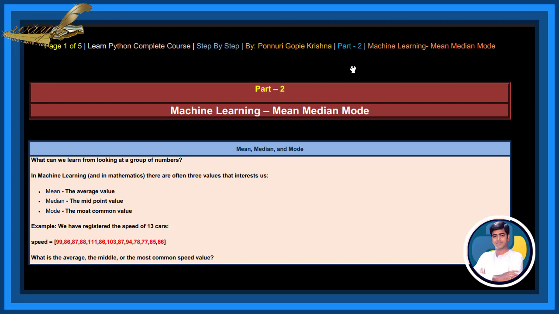Example, we have registered the speed of 13 cars. Speed is equal to 99, 86, 87, 88, 111, 86, 103, 87, 94, 78, 77, 85, 86. What is the average, the middle, and the most common speed value?